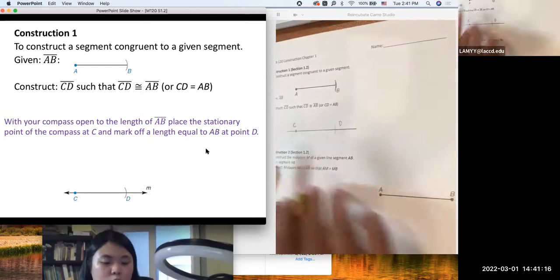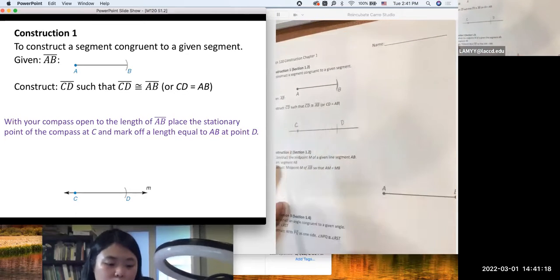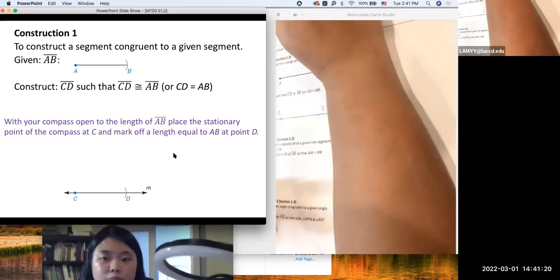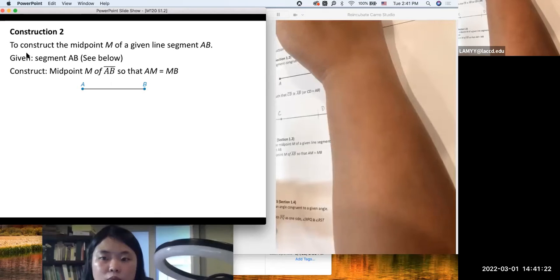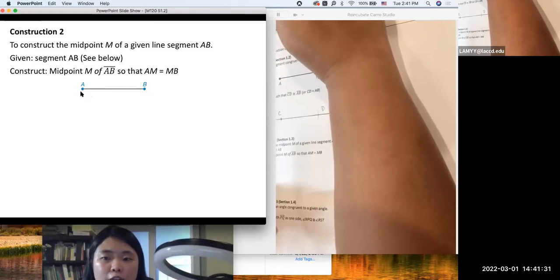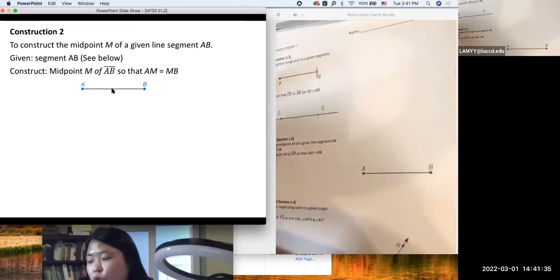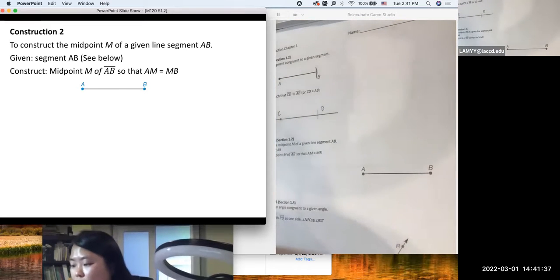This is just the warm up, okay? This is the easiest one. Okay, second one. To construct the midpoint M of a given line segment AB. So we have the segment AB here, and then we're gonna construct the midpoint M here, so AM equal to MB.